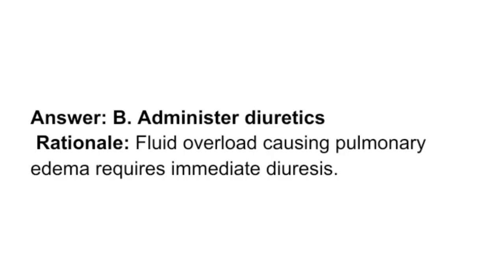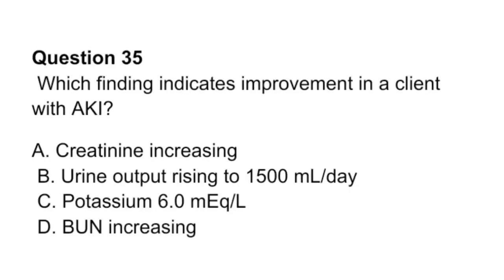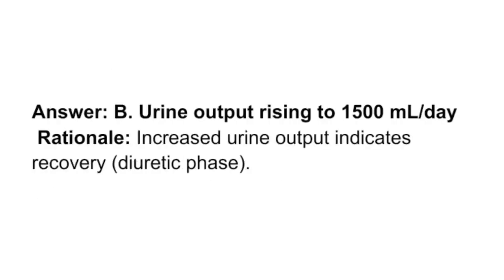Fluid overload causing pulmonary edema requires immediate diuresis. Question 35. Which finding indicates improvement in a client with AKI? A. Creatinine increasing. B. Urine output rising to 1500 milliliters per day. C. Potassium 6.0 milliequivalents per liter. D. BUN increasing. Answer: B. Urine output rising to 1500 milliliters per day. Rationale: increased urine output indicates recovery, diuretic phase.